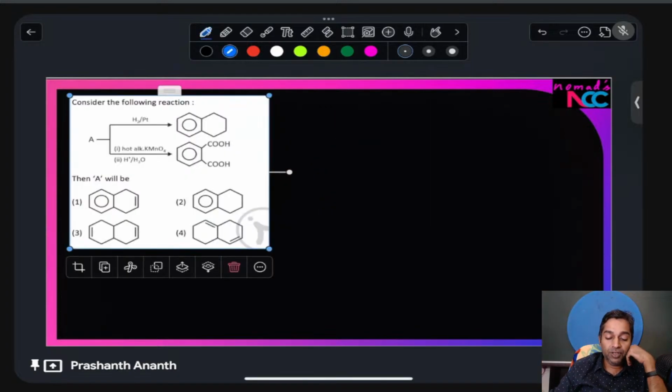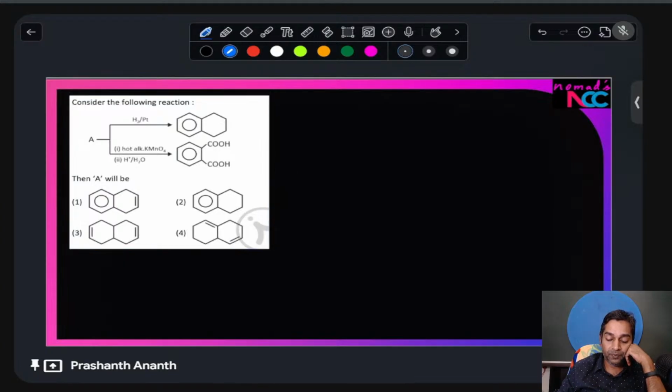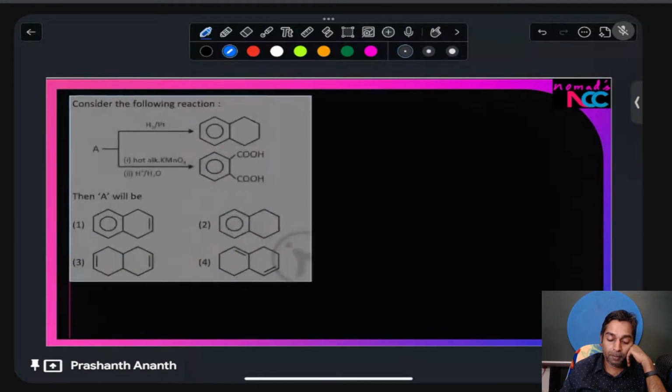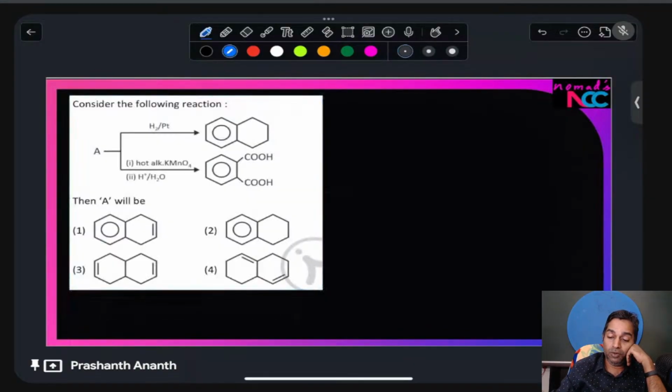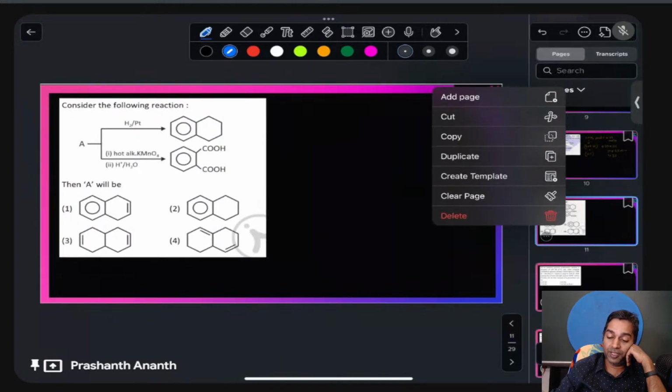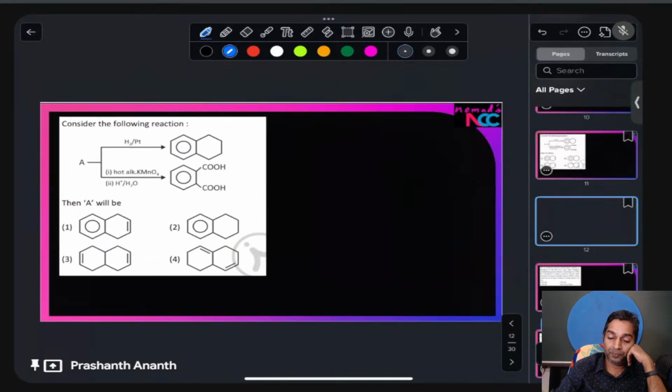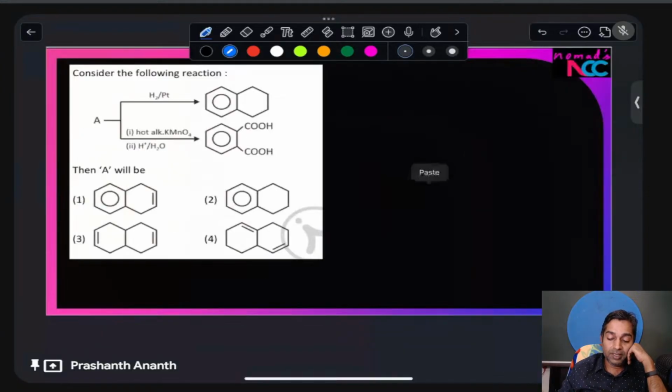This is an organic chemistry question. So consider the following reaction over here. We're going to have compound A. A good thing that I remembered now. Let me just duplicate this page as well. Okay, so consider the following reaction.